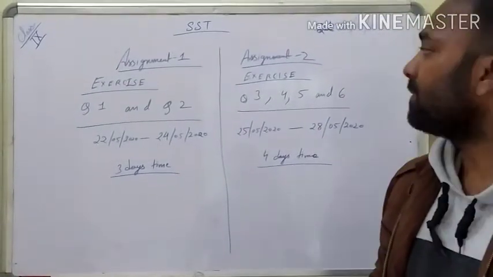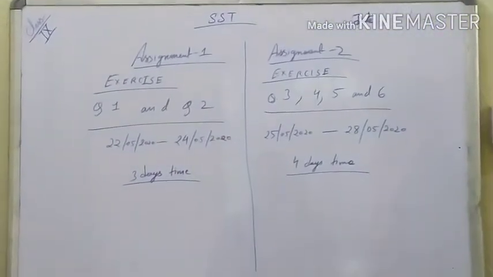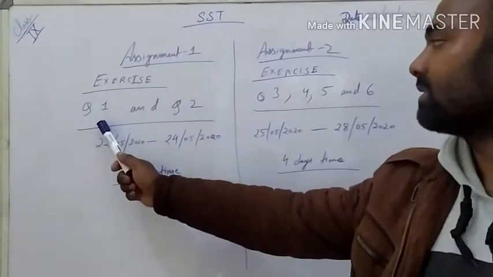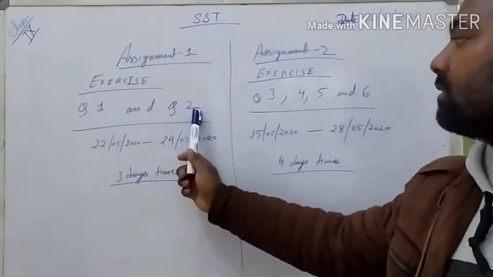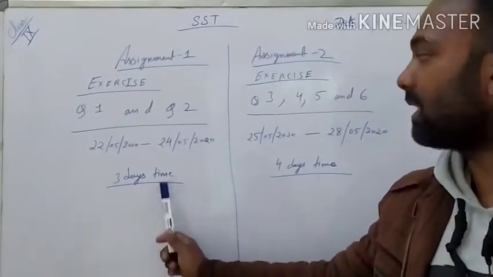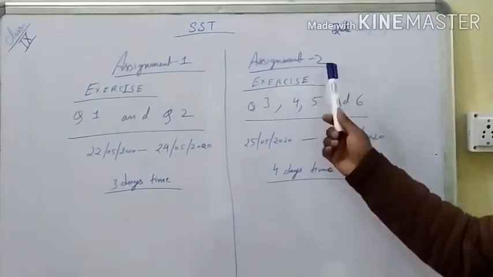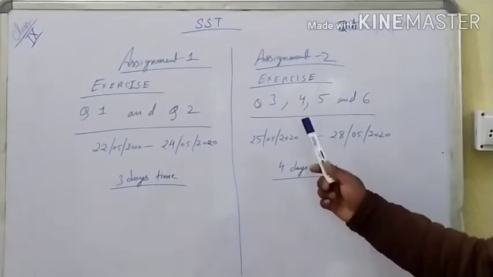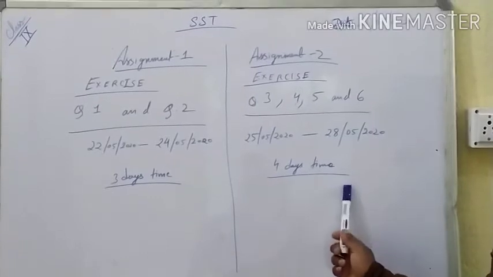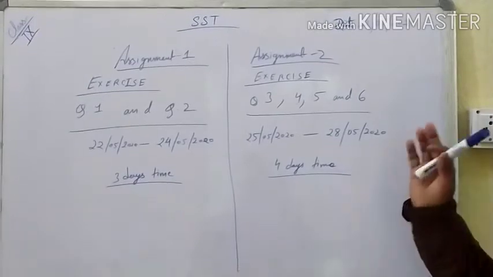The home assignment is divided into two parts, assignment 1 and assignment 2. Both are from the exercises. In assignment 1 you are going to do exercise questions number 1 and 2. You have 3 days to solve these questions, from 22nd to 24th. In assignment 2 you are supposed to do questions number 3, 4, 5 and 6, and you are going to solve them in 4 days, from 25th to 28th of this month.